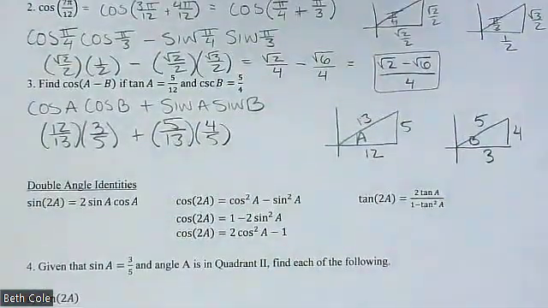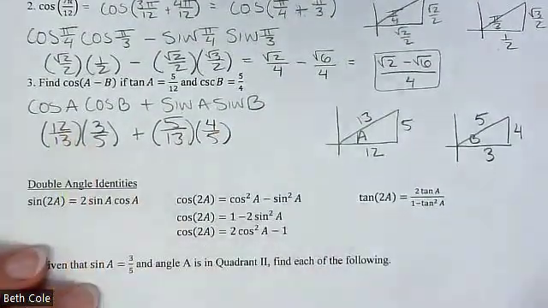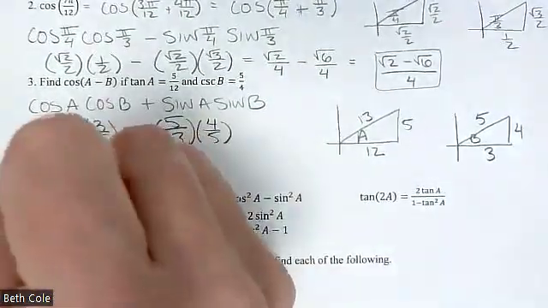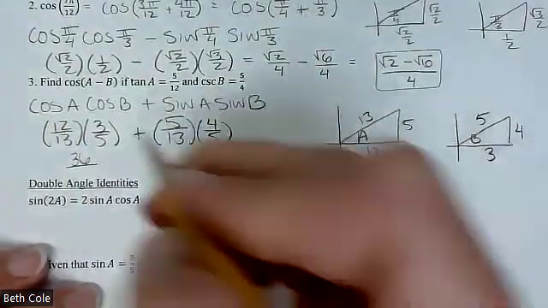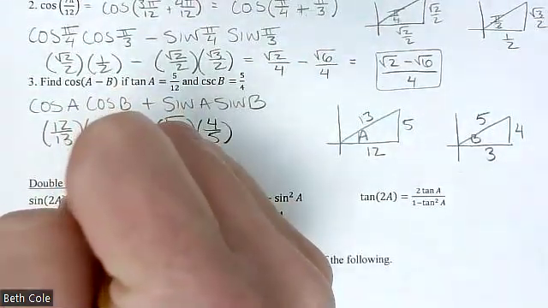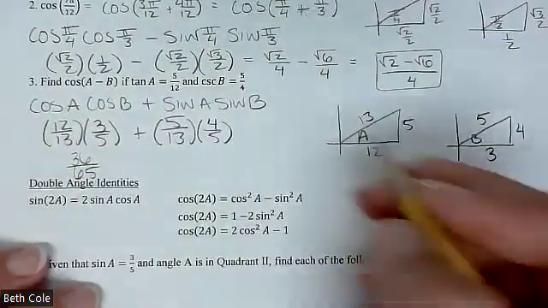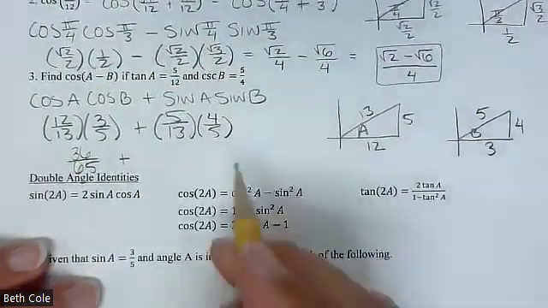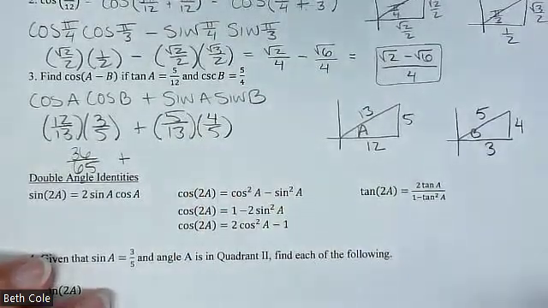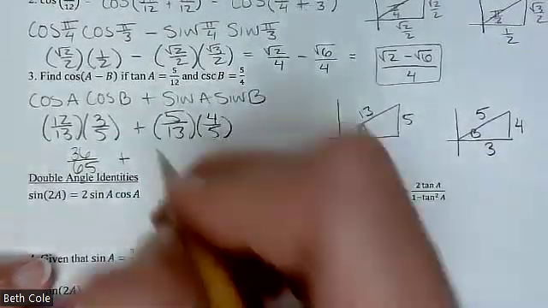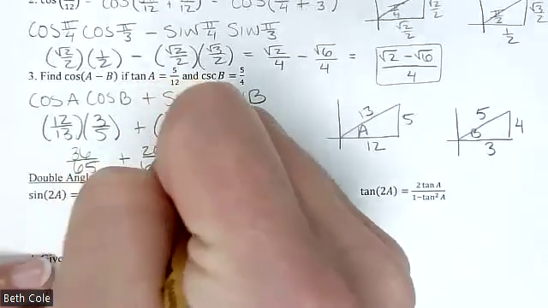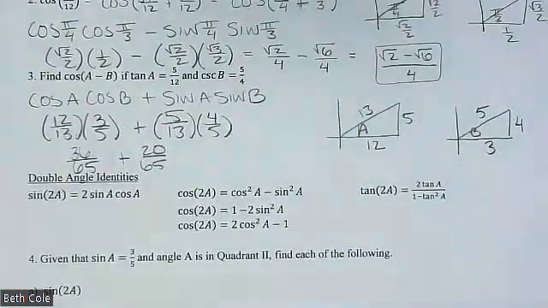When you multiply fractions, you just multiply the top and multiply the bottom. So multiply these together. 12 times 3 be 36. 13 times 5, what is that, 65? I think that's 65. Plus, and then what will this one give you? Yeah, 20 over 65.